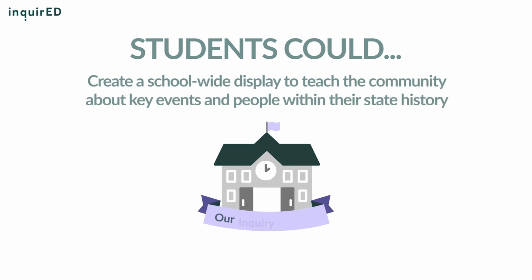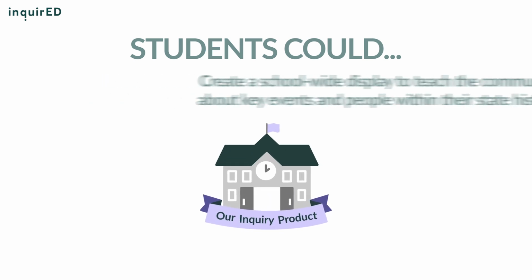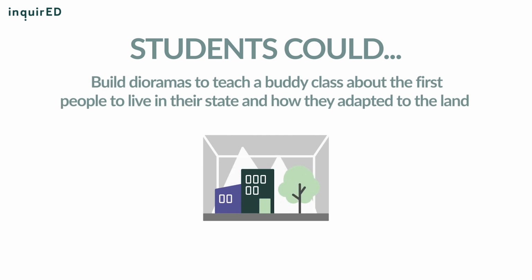After Module 5, it's time for students to take action and choose an inquiry product that will impact the community beyond the classroom. There are several options to choose from, and suggestions of possible products. For example, students could create a school-wide display to teach the community about key events and people within their state history, or build dioramas to teach a buddy class about the first people to live in their state and how they adapted to the land.